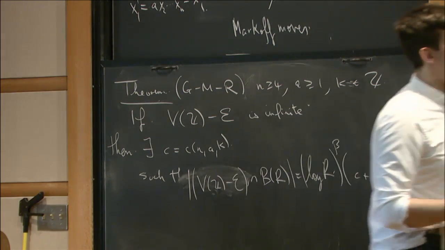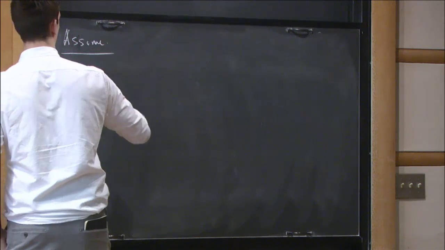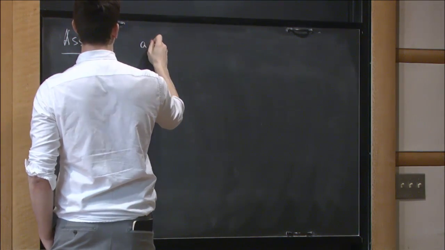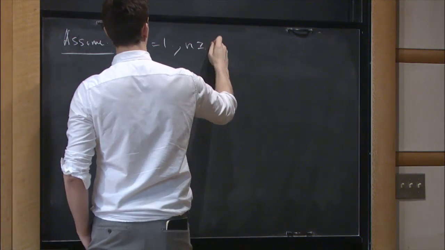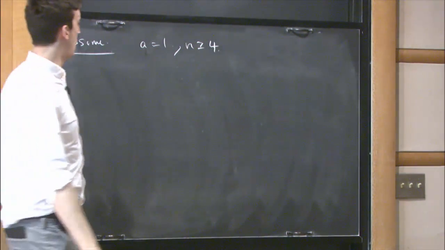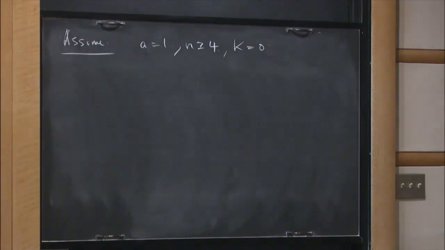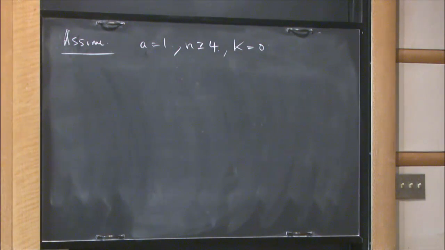I also want to give the proof making some simplifying assumptions. I want to assume that A is equal to 1, N is greater than or equal to 4. Then A won't appear in any of my equations using Markov moves. That's nice. And I'll also make K a 0, so I won't have any exceptional solutions, and I won't have to worry about that.